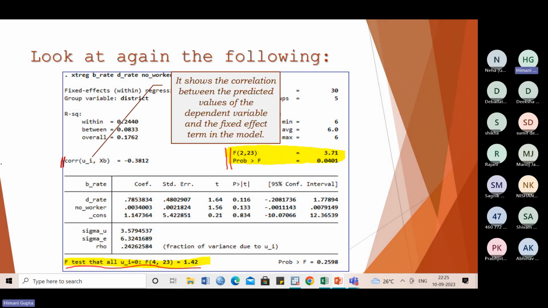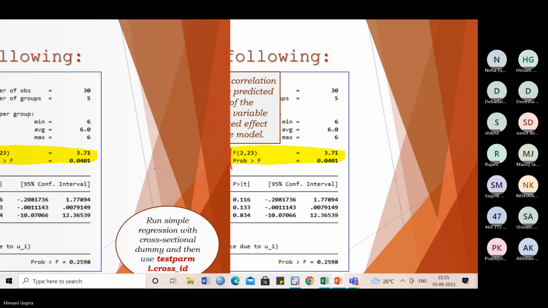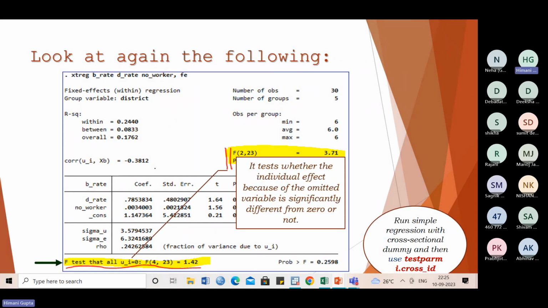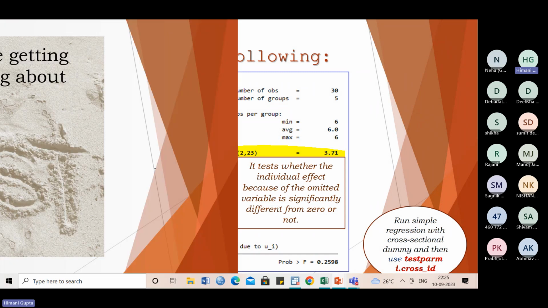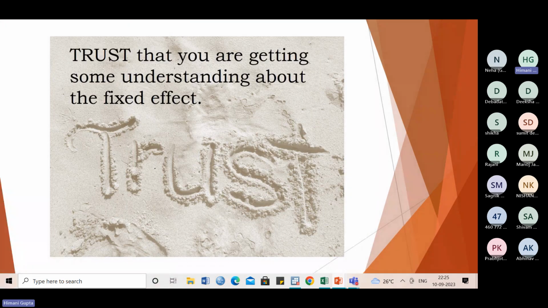Second, whenever you are doing your Stata, in the results you will find the correlation. It will mention the correlation. And if a correlation is there, that means an endogeneity problem is there, so we have to apply the fixed effect model. And you will find the F statistics also. So these are the different parts that we are going to study.